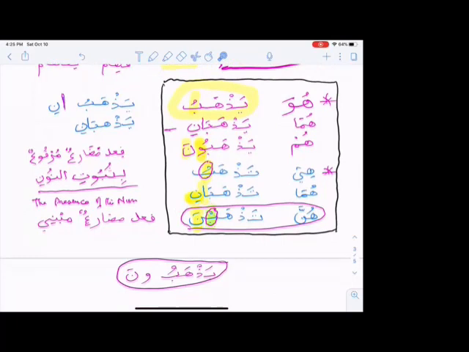Hunna, this is mabni, mabni, mabni. Hunna tazhabna. So you will say, Fe'lun mudari'un mabniyun ala sukun. That's it. Right now, this is enough.